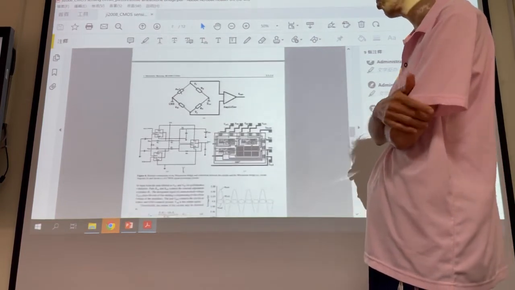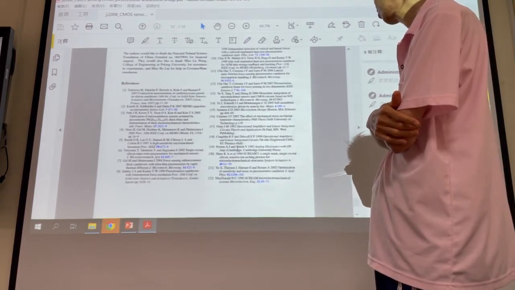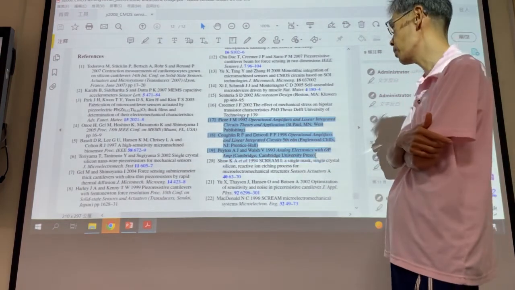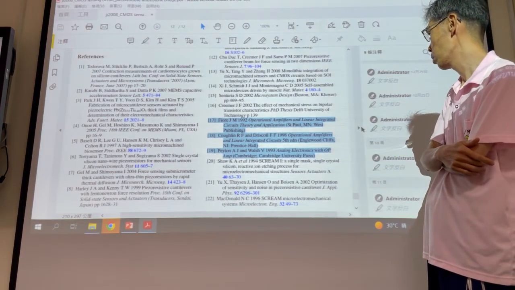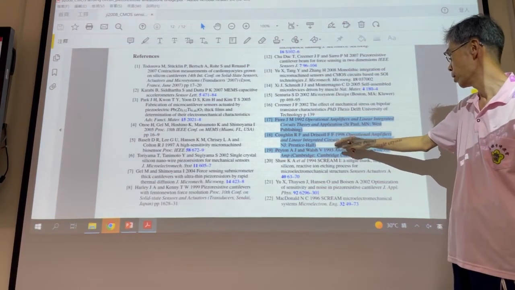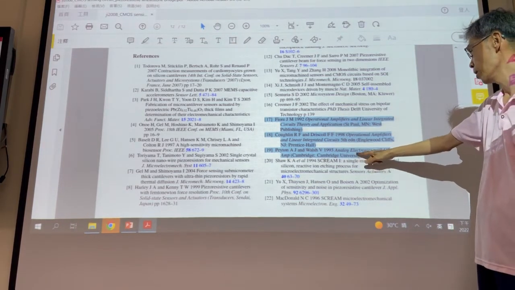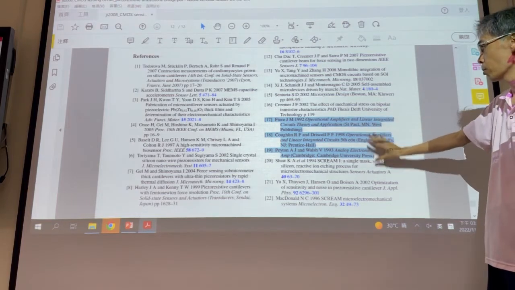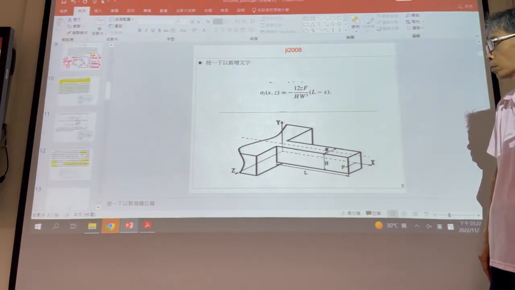Can you go to reference 17 to 19? Okay, can you enlarge? So the circuit comes from references 17, 18, 19. And 17 is a book, and 18 is also a book, and 19 is also a book. Okay, can you go back to the PPT?